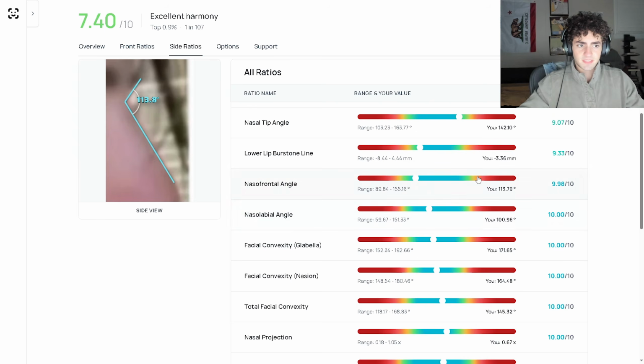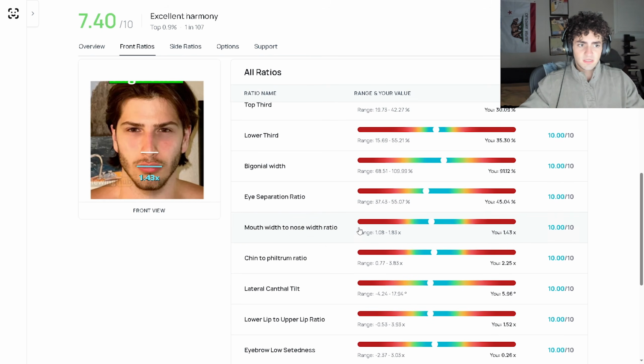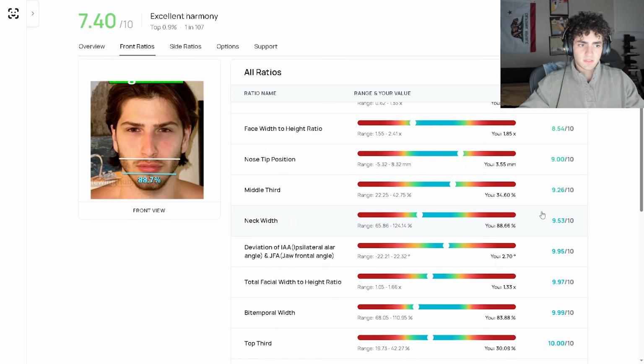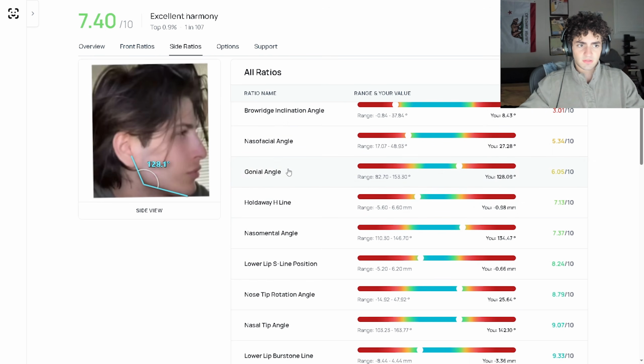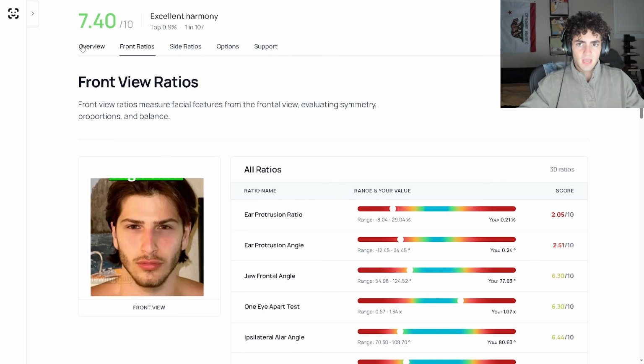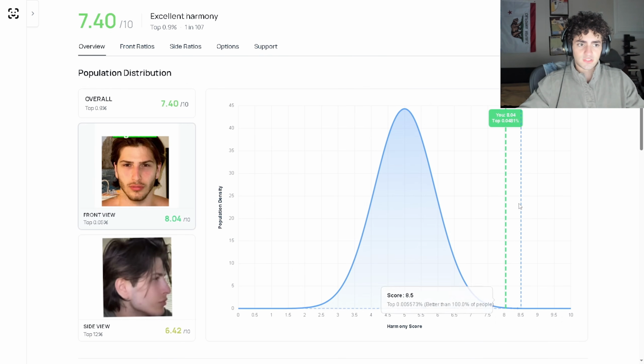Just look at how many 10s he got on the side. On the front, he got fewer 10s, but he got a lot more things that were important and good, if that makes sense. He messed up some important things over here, like gonial angle he misses, which is a very key trait. But overall, really, really, really strong harmony, as you can see. Better than 99.9% of people.